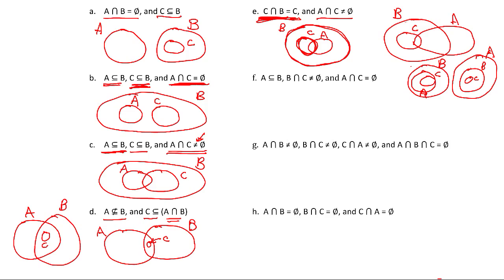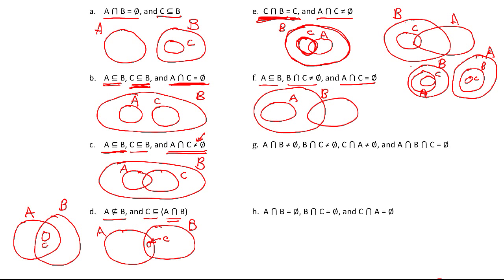Next. Part F, I have 3 different conditions I need to meet. A is a subset of B. Okay, I'll go ahead and draw A on the inside of B. B intersect C is not the empty set, so C overlaps with B, but A intersect C is the empty set, so C does not overlap with A. So I need to draw C overlapping with B, but not A. So I draw C like this. Okay, that does it. A and C are disjoint, their intersection is the empty set. B and C are not disjoint, and A is a subset of B. Okay?